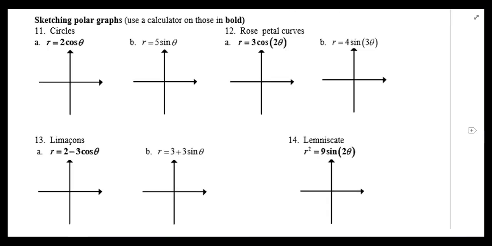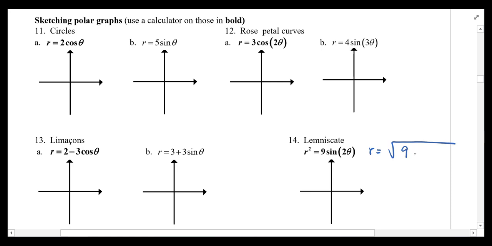I know there's also example 14, the lemniscate. You can think about that if you want. This is an r squared, but not to worry. I can just say r equals the square root of 9 sine 2 theta. This does say you can use a calculator, so you could try this with a calculator to draw it out, or you can try this the old-fashioned way without.